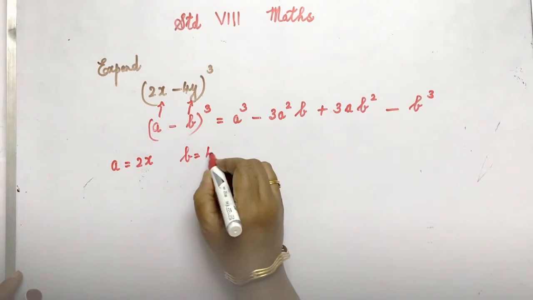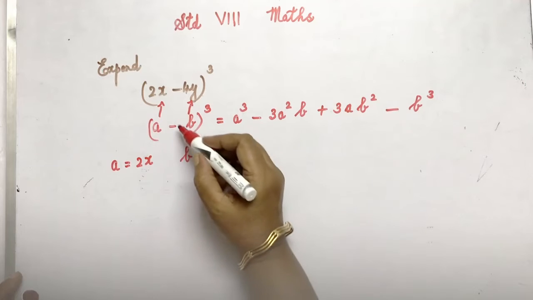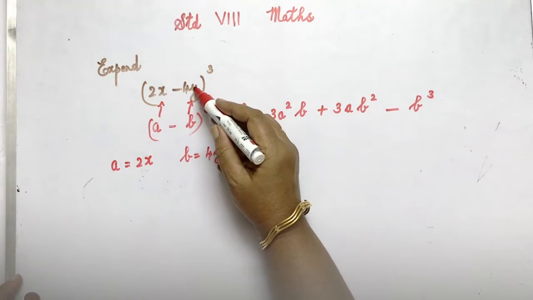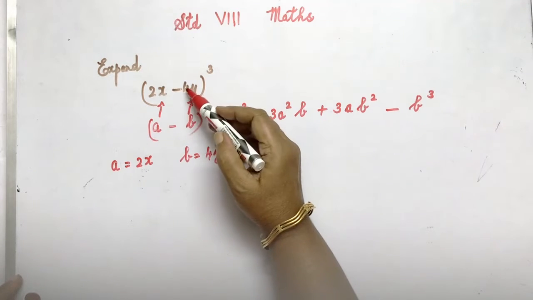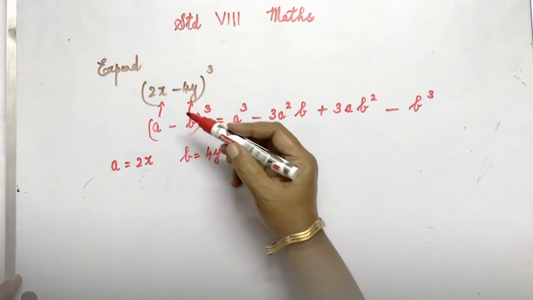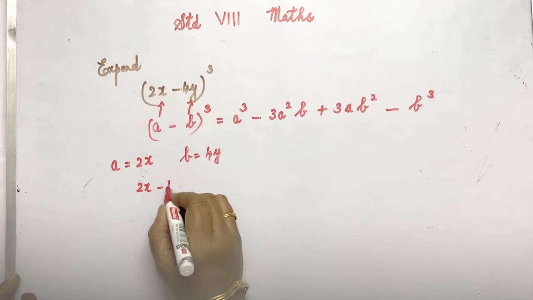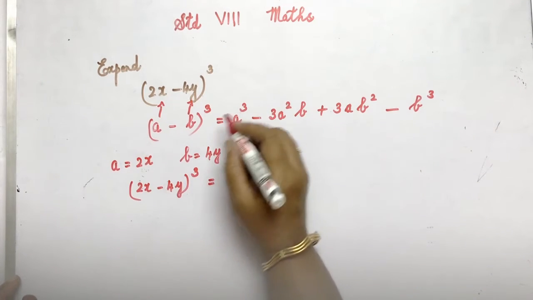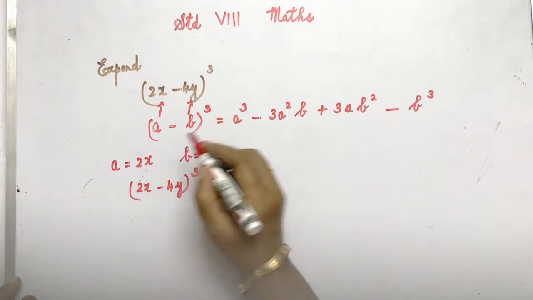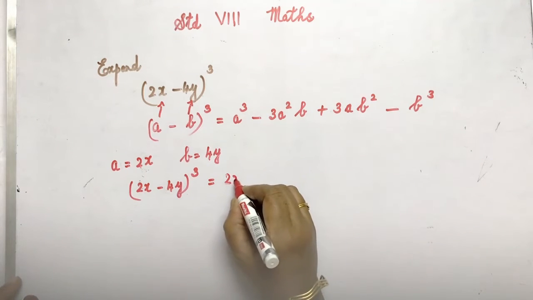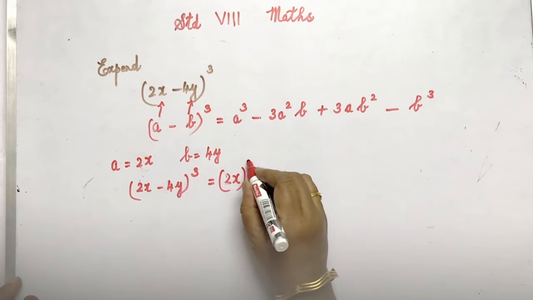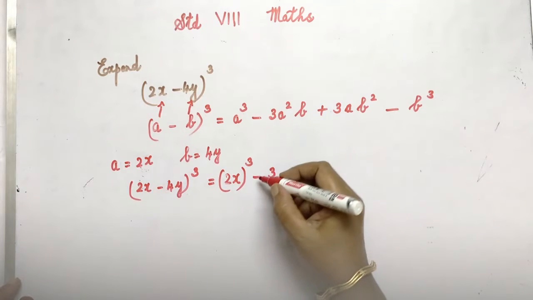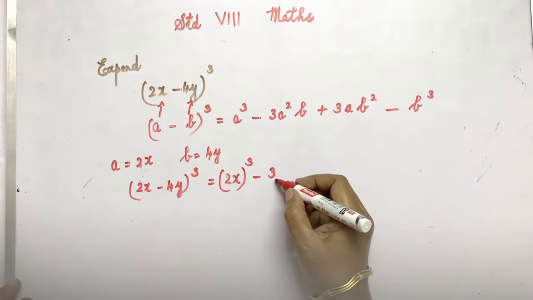So b is equal to 4y. Here already a minus sign is there, so here also minus sign. So only the value we should write, not the minus sign, because in the identity the minus sign is already there. Now (2x minus 4y) whole cube is equal to, first we have a cube; in the place of a we have 2x. So here also one variable and a constant, so it should be written as whole cube minus 3. Here minus is there, same minus, and the 3 should be copied as such.